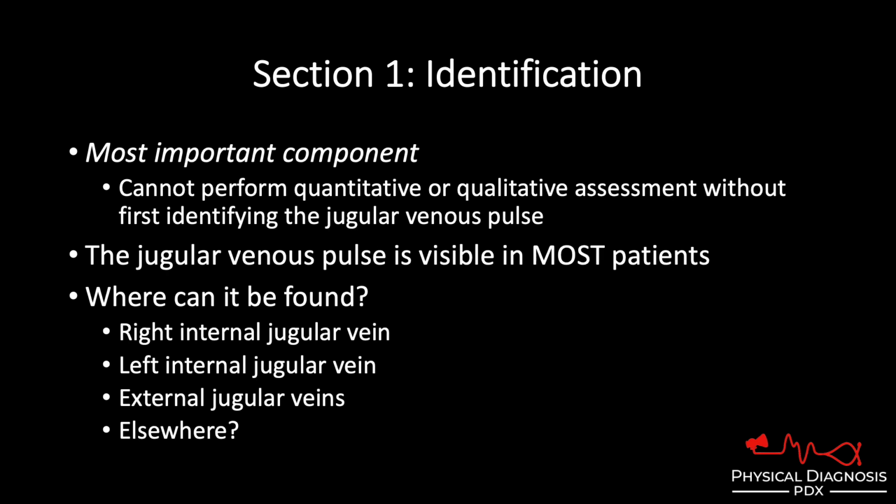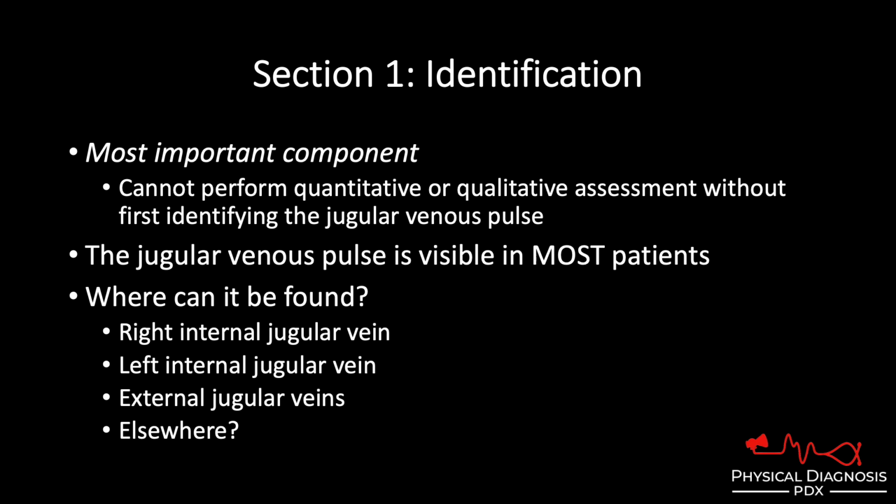Section 1. Identification of the jugular venous pulse. Identification of the jugular venous pulse is the single most important of the three components. Without it, components 2 and 3 cannot even be attempted. Often you will hear from trainees and colleagues that the jugular venous pulse couldn't be visualized for X or Y reason. Usually it's because of a large neck or the presence of a beard. In our experience, the jugular venous pulse is visible in the vast majority of patients.